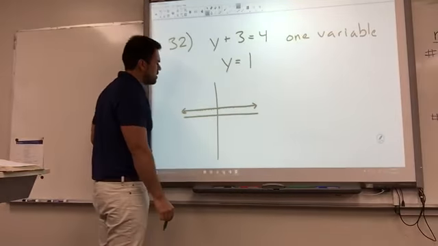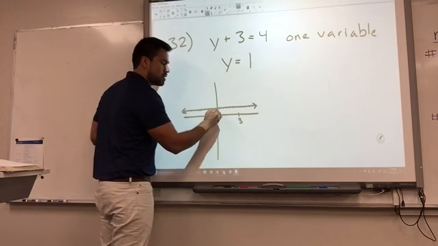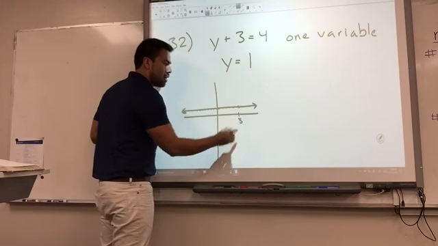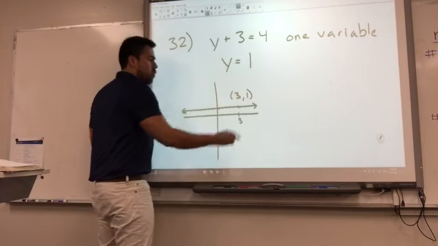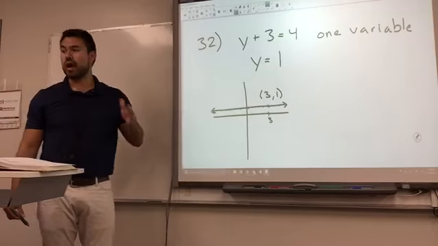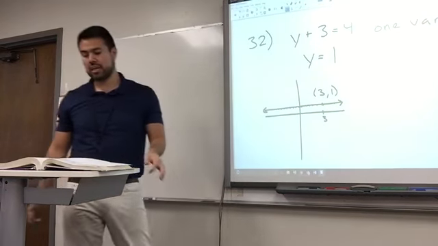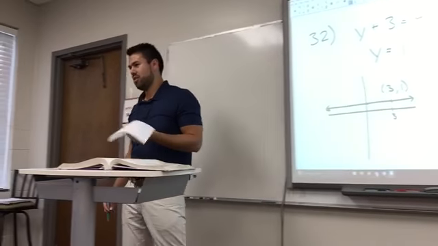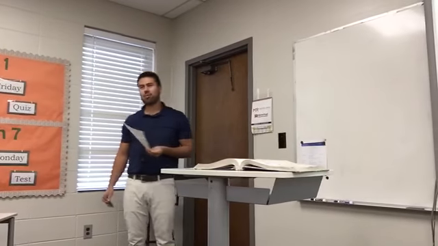Yeah, and you're like, I don't think so. So I'm just going to test it out. Let's say this is x equals 3. This is y equals 1. What are the coordinates of this point? 3, 1. What does y equal? 1. Does y always equal 1 on this line? And the answer is yes, you're done. 32 is complete.